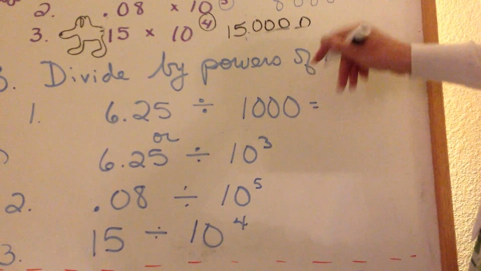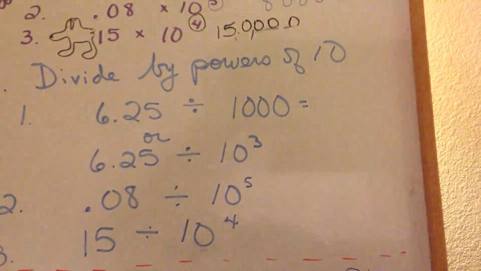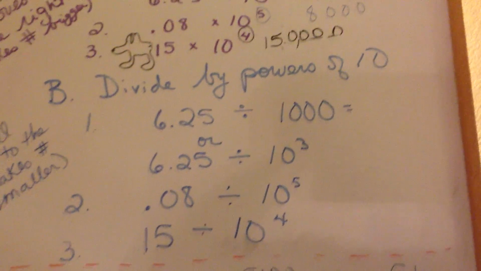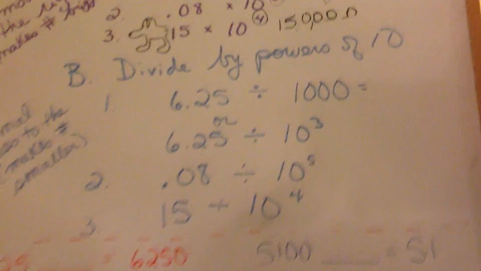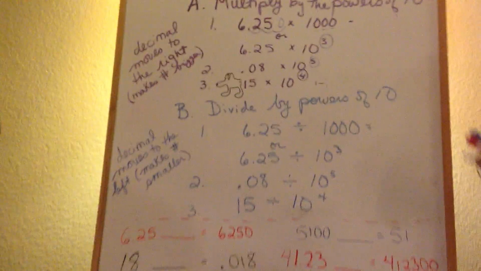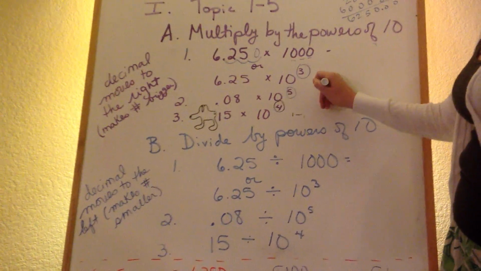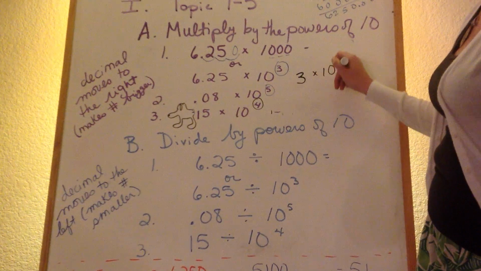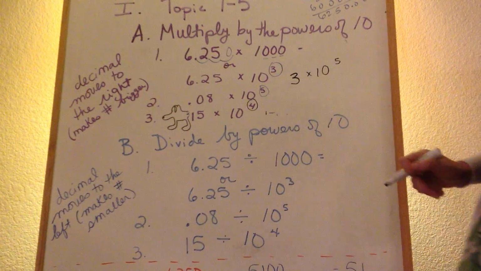So 15 times 10 to the 4th power is 150,000. Okay, I want you to try one. I'm going to erase some of this. I would like you to please try 3 times 10 to the 5th power.